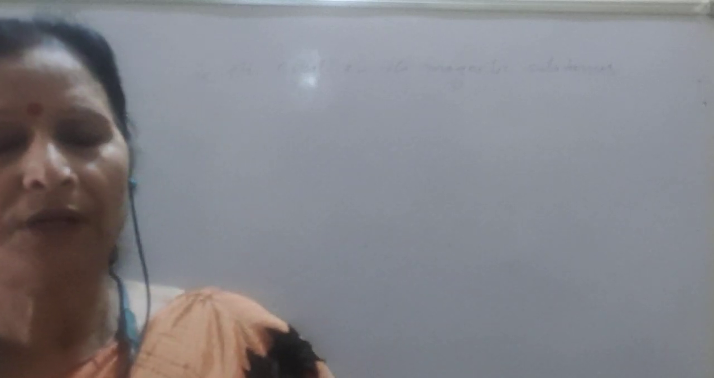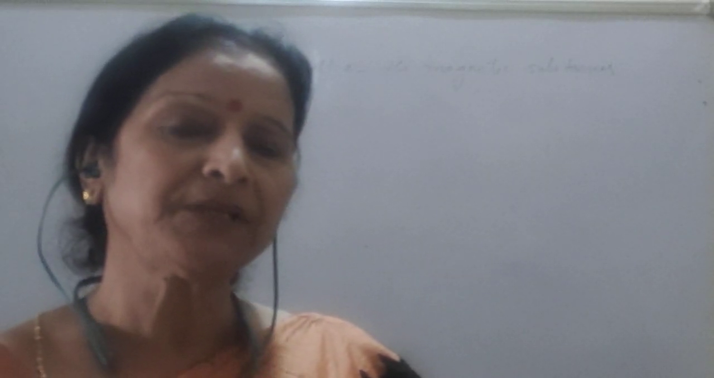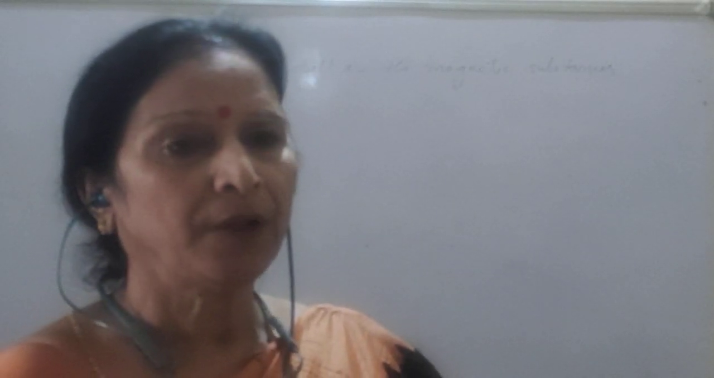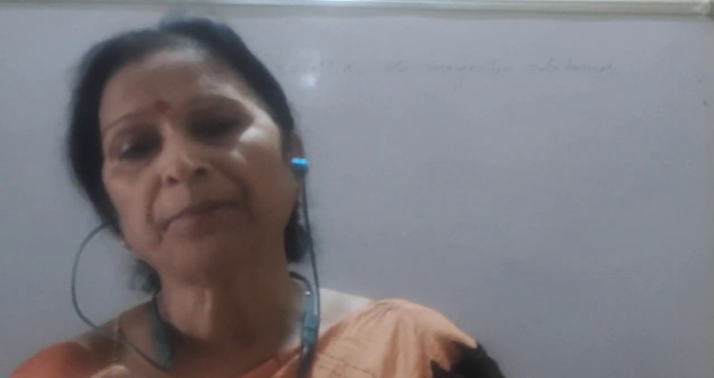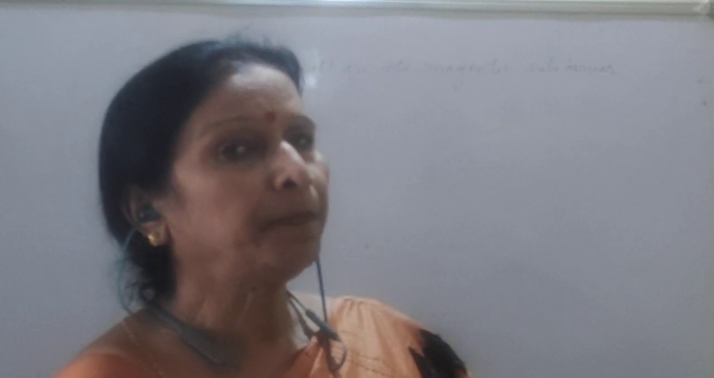Yesterday we saw the basic things related to magnets. After knowing all the basic things related to magnets, we will be able to understand the chapter we have to study, that is magnetic effect of electric current. Now today I am going to start the next step of this chapter.